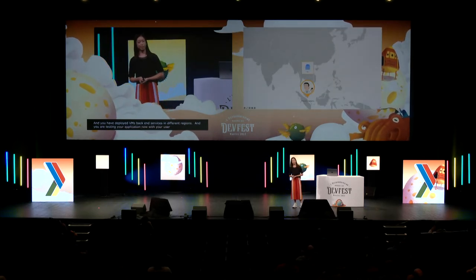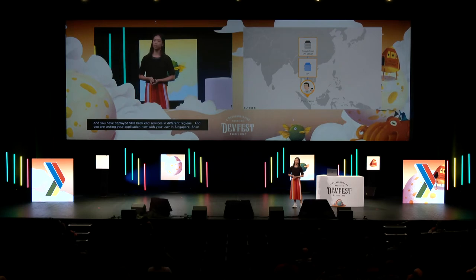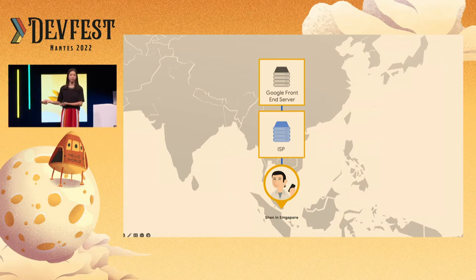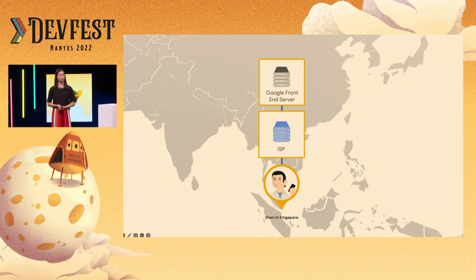So the first thing that happens is Shen is going to send a request to your backend services. It's going to hit the ISP closest to Shen. It's going to recognize that the IP exists from a Google server. And first, it's going to hit a Google front-end server, which exists at the many hundreds of POPs that exist at our network edge.